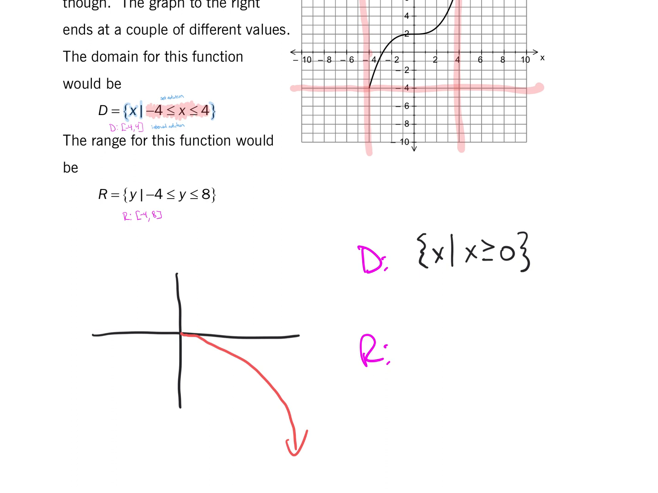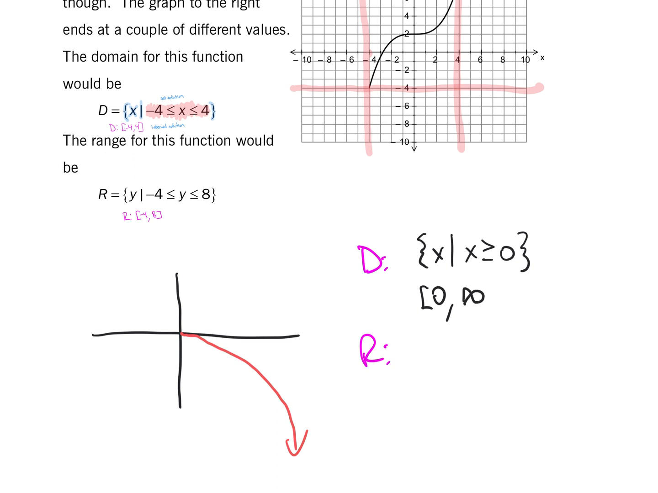Why is it trickier? Well, what's its lowest value? 0. But it's going down. Yes, but that's if we're talking about x. What's the highest value of x? What's the furthest the graph goes? So, it's 0 to infinity.